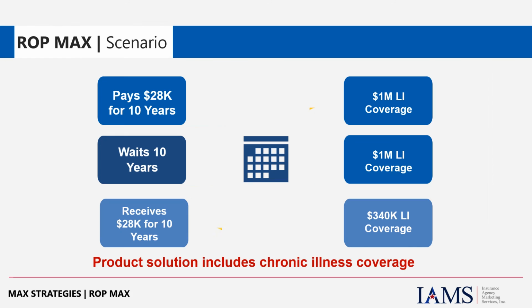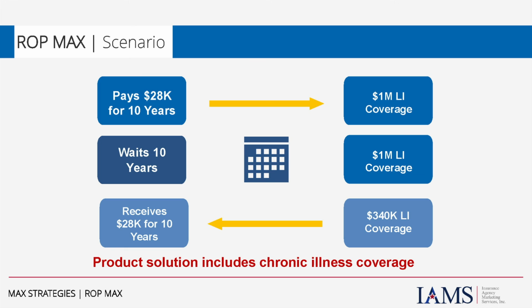And so we're going to propose the Return of Premium Max strategy to Hank. Now what Hank is going to do in this strategy is he's going to pay an annual premium of $28,000 a year for 10 years into the policy. So all in, $280,000. That buys him a guaranteed death benefit of $1 million. And again, this is lapse protected.